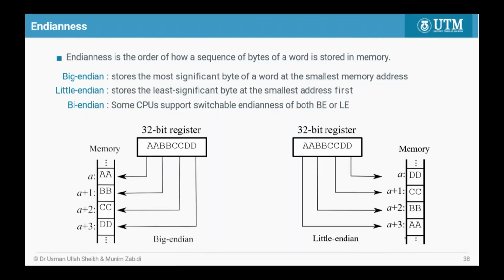So the big endian stores the most significant byte of a word at the smallest memory address. So you put the most significant byte first, followed by the less significant bytes into your memory. While the little endian stores the least significant byte at the smaller address first, followed by the rest. Okay, contoh.